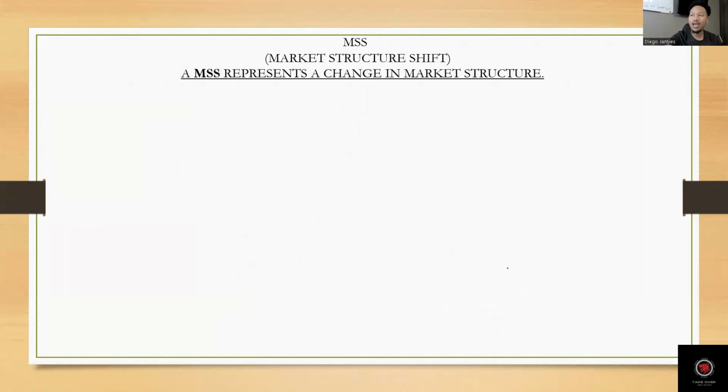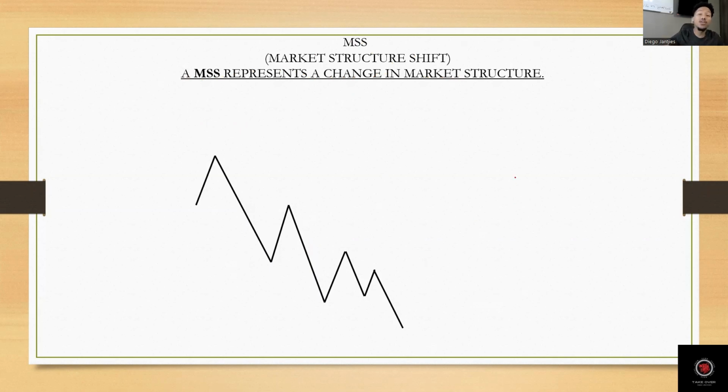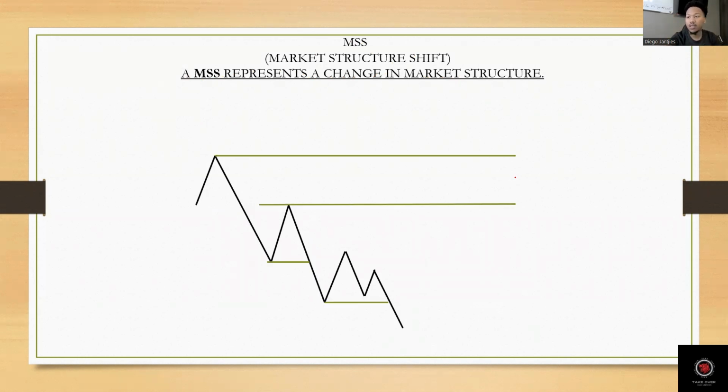Now let's look at our MSSs, right? Our market structure shifts. A market structure shift represents a change in market structure. Now let's look at a nice little bearish market right over here. You guys now know how to identify your major highs and your major low areas, right? For your major high areas, you're just going to look at the area where price had the overall move towards the downside. Okay, so now let's look at the following.